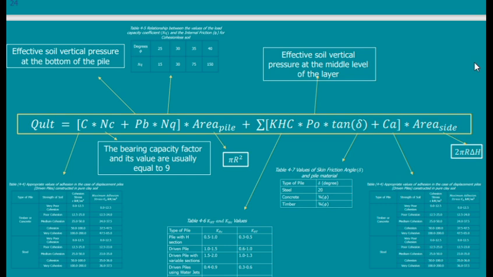If I am doing this example, I would split it into two. I will take the part that is multiplied by the area of the sides alone, and I will take the part that is multiplied by the area of the pile alone, so that I can have a sense of what is the value carried by the end bearing and what is the value carried by the friction, and then I will add them together. When I add them together, I get the ultimate load carried by this pile.